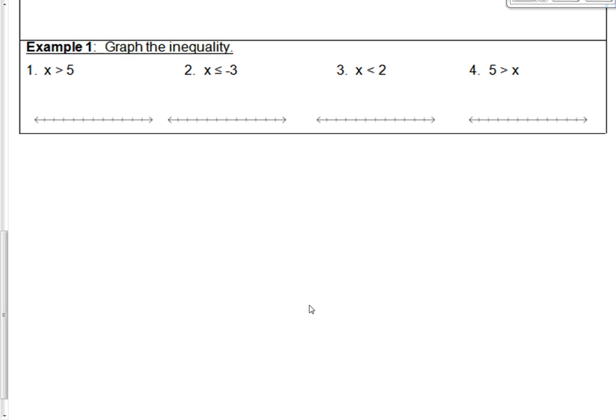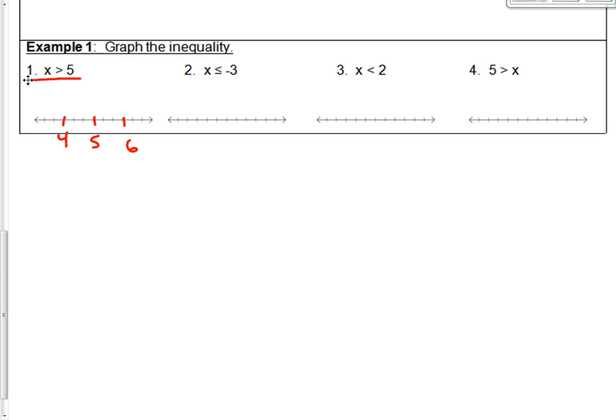So the first thing, if I want to graph, let's do 1 and 2. If I want to graph number 1, x is greater than 5, just put, and your teacher's requirements may be different, but this is all I require, the number you have in the middle, so x is greater than 5. Put one number larger than 5 to the right, and then one number smaller than 5, excuse me, to the left. It could be any number you want, as long as the bigger one is to the right and the smaller one is to the left.